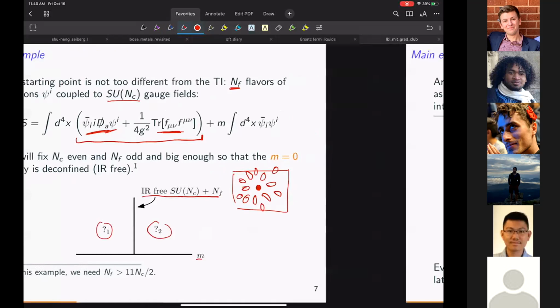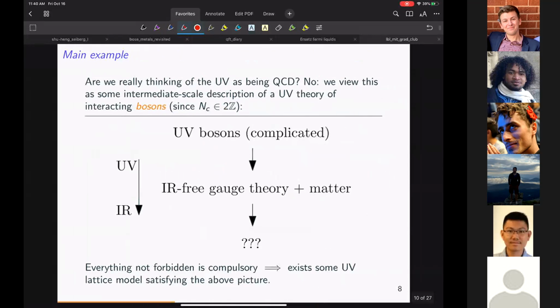Okay. So let me just put this in perspective of where we're thinking about. This is kind of a philosophy about why we're studying this kind of example, as follows. We're not really thinking that we're actually describing some kind of crazy QCD theory, right? And we're not imagining that condensed matter physicists are going to go out with some QCD stuff in the lab and look at the phase transition of this QCD, right?